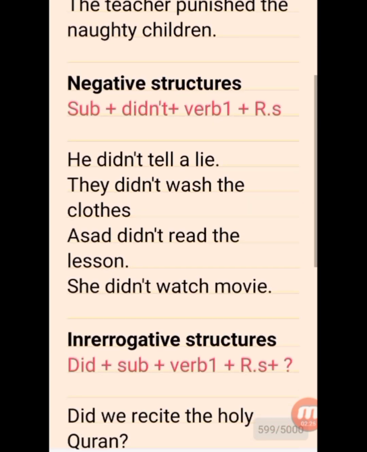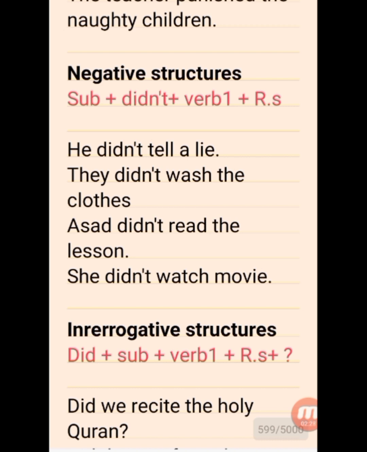So come to the negative sentence. Subject plus didn't plus first form of the verb plus rest of the sentence. Here we have to write did with the entire subject: I, we, you, they, he, she, it, singular or plural subject. We will have to add did. Did is the second form of do, plus first form of the verb plus rest of the sentence.